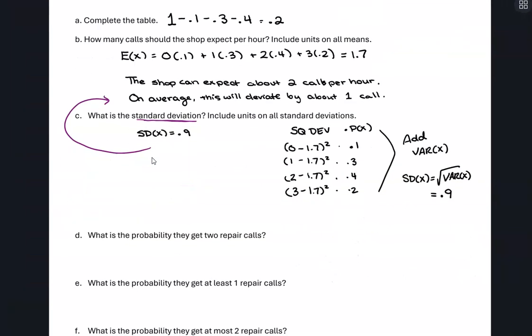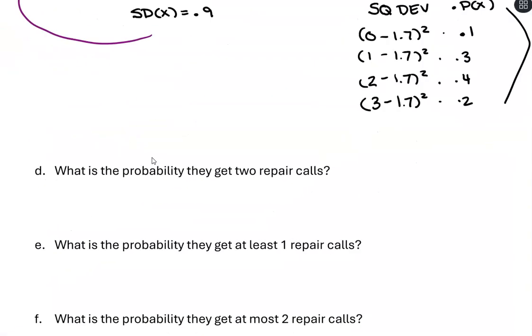So what is the probability they get 2 repair calls? So the probability notation I would use here is the probability that x is equal to 2. And with that, I just look it up on the table, and that's a 0.4. So there is a 40% chance they get 2 repair calls.